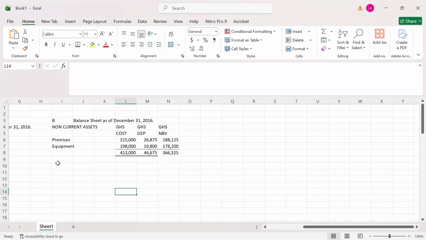Then the next thing that we need to bring is what? Current assets. The first current asset is the stock. The stock at close. Okay? Stock at the 31st December 2016. And how much is it?